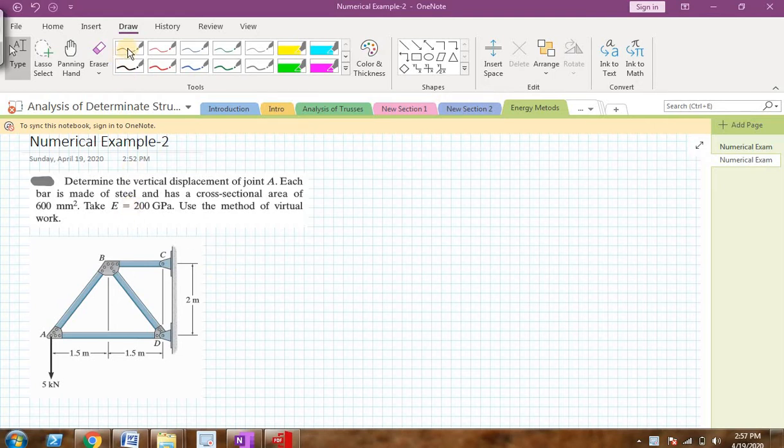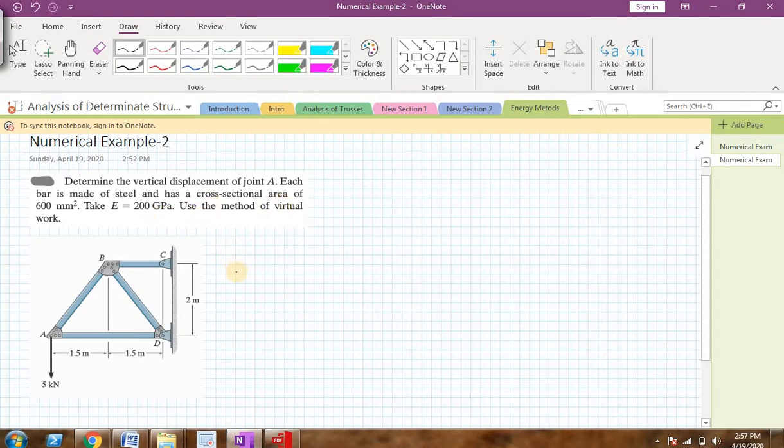Now let us see this numerical example. Here we have to determine the vertical displacement at joint A. Each bar is made of steel and has a cross-sectional area of 600 millimeter square. Take Young's modulus of steel as 200 gigapascal, and we have to use virtual work principle.